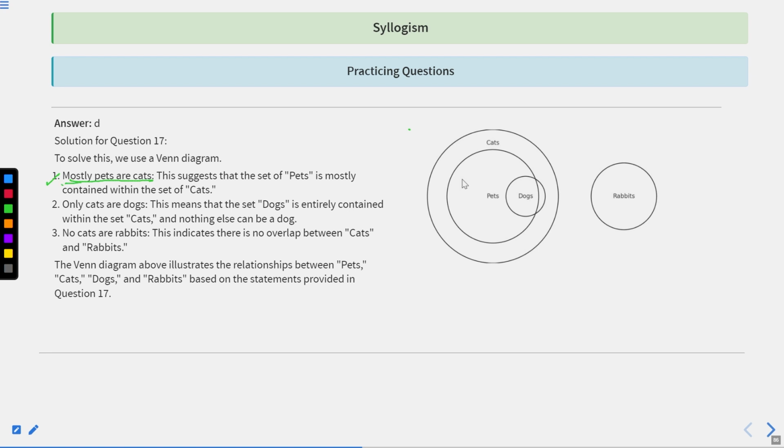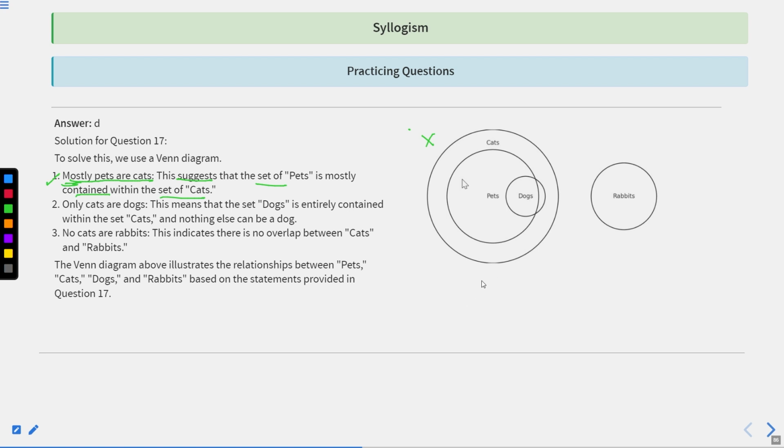So when we say mostly, what do we infer, my dear students? We infer that in this Venn diagram, the majority of the portion which is going to represent pets is going to be overlapping with the circle. This suggests that the set of pets is mostly contained within the set of cats. But this particular diagram is showing that all the pets are within cats. So this particular assumption is wrong. What would be the correct diagram for this particular statement?